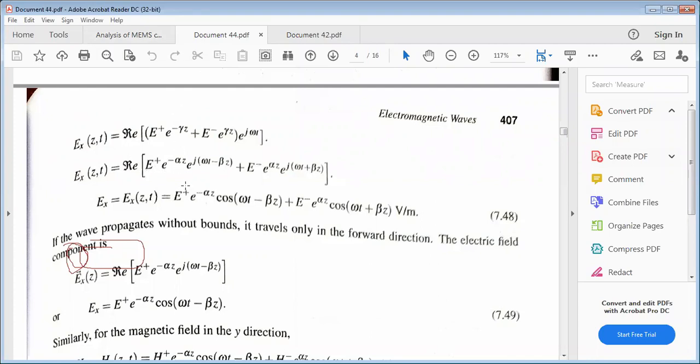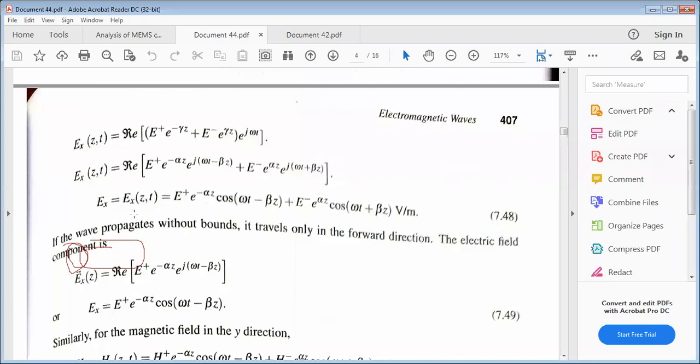E plus into e power minus gamma z into gamma. Here gamma is alpha plus j beta, so we just have to substitute that alpha plus j beta here. E plus into e power minus alpha z into e power j of omega t minus beta z, plus e minus e power minus alpha z into e power j of omega t plus beta z.